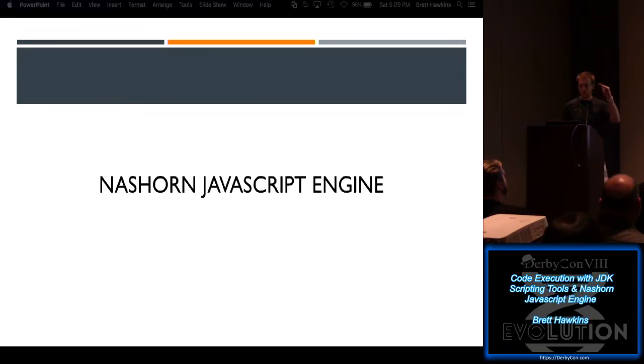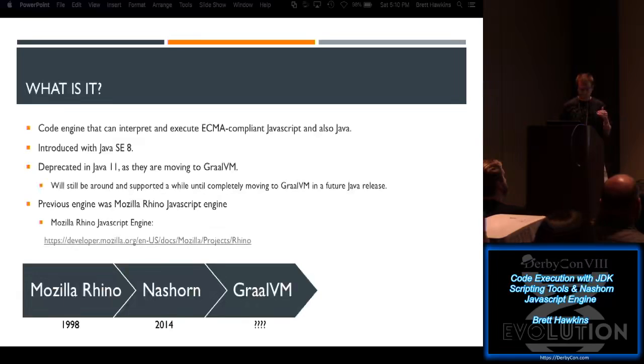So I've gone over the Java Development Kit and these scripting tools. Now I'm going to talk about the Nashorn JavaScript engine. So what is the Nashorn JavaScript engine? It's a code engine that can execute code, right? It can interpret and execute code, but specifically, it can execute JavaScript and also Java. That's the big thing, is the fact that it can execute Java.